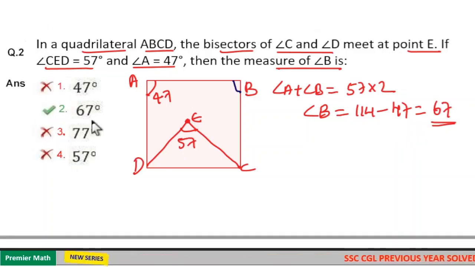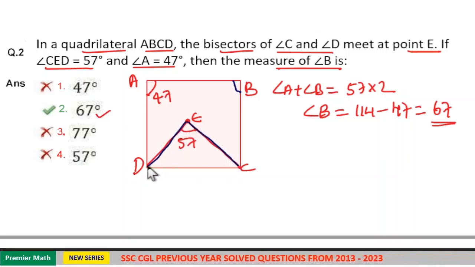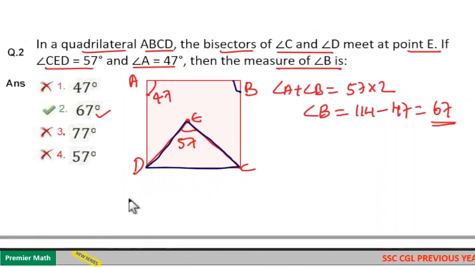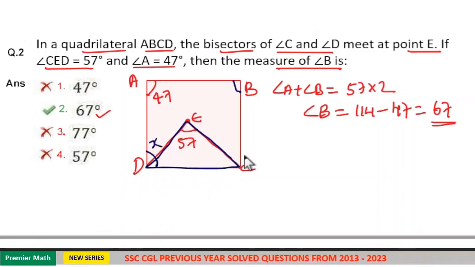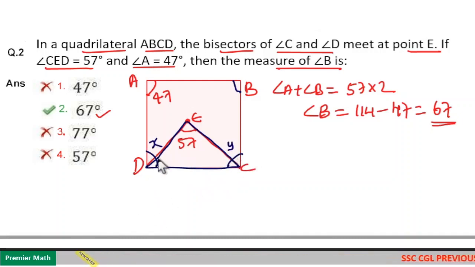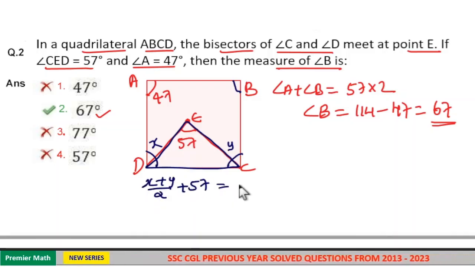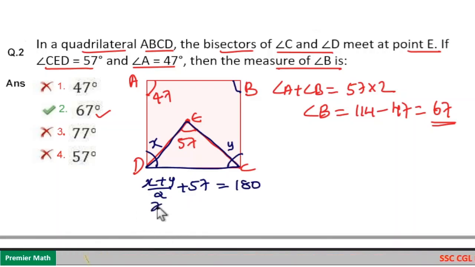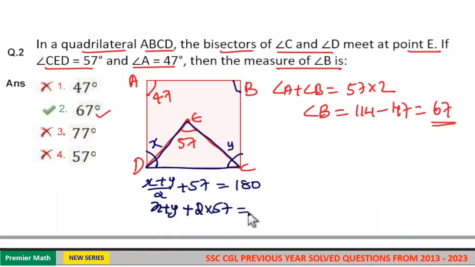That is, there is a concept. Here, if you look at this, it is a triangle created by these bisectors. Now sum of angles of a triangle is 180 degree. If I take angle D as x and angle C as y, then x by 2 plus y by 2 plus 57 is 180 degree. That is x plus y by 2 plus 57 is 180 degree. Now I can write it as x plus y plus 2 into 57 is 2 into 180, 360 degree.